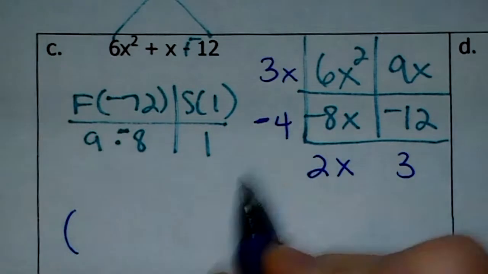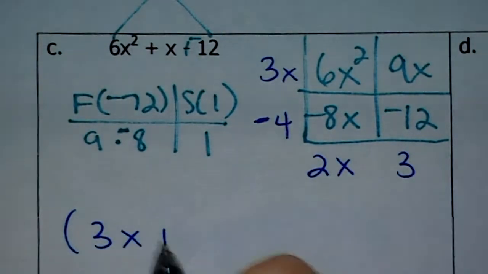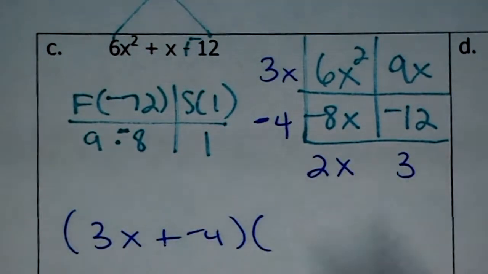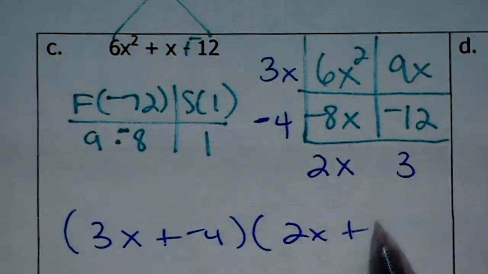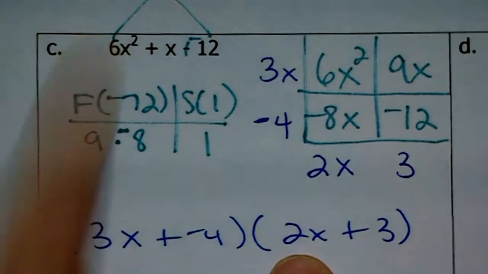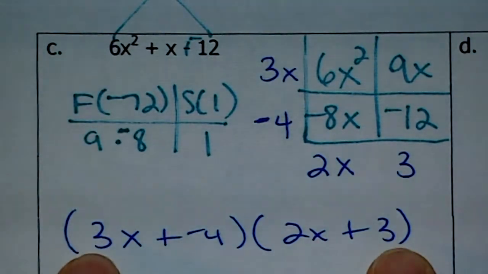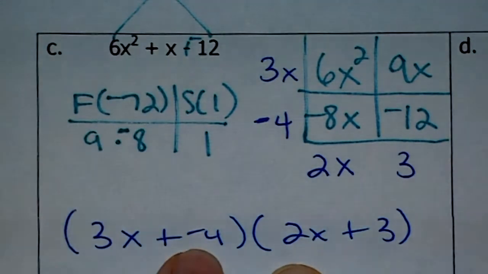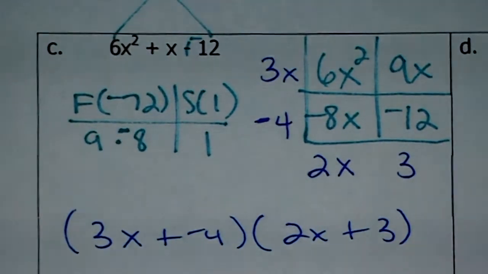I have 3x and a negative 4, so that means 3x plus negative 4, or 3x minus 4. And I have a 2x and a positive 3, so 2x plus 3. FOIL it. 3x times 2x is 6x squared. And then I have a 9x and a negative 8x. Isn't 9 plus negative 8 1? There it is. Yep. And then negative 4 times 3 will be negative 12.